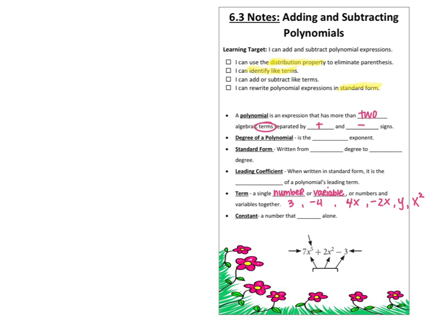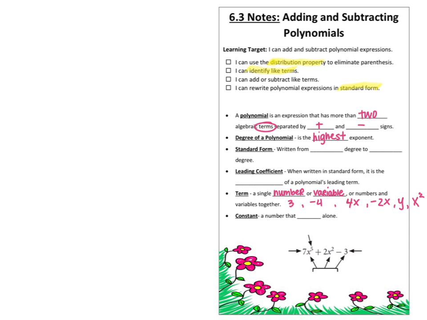We're going to talk about the degree of a polynomial. Like, hey, what's the degree of that polynomial? And the degree of the polynomial is always dictated by the highest exponent. And that'll make more sense when we start looking at examples. But for now, just know it's dictated by the highest exponent. And standard form is written from highest degree to the lowest degree.